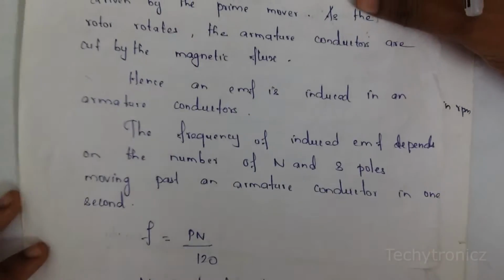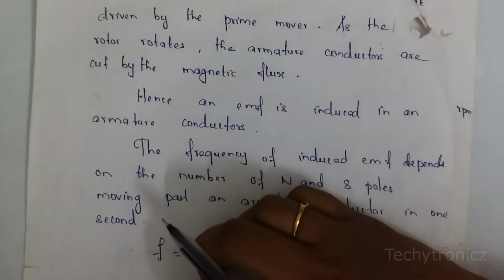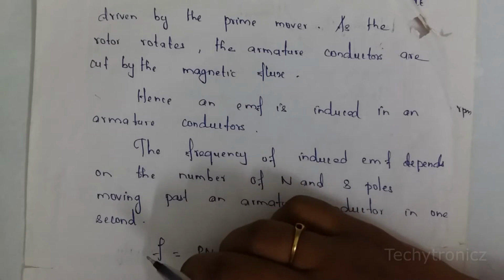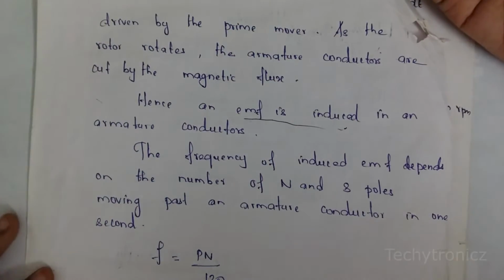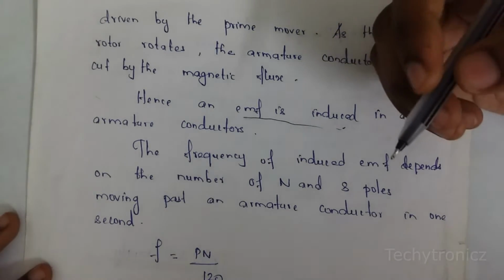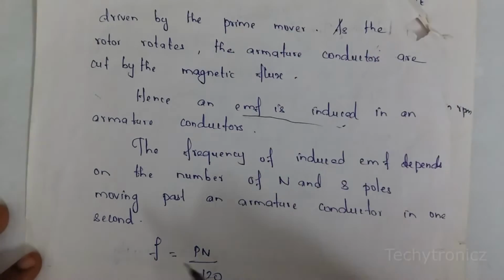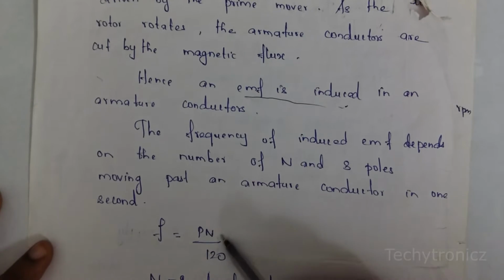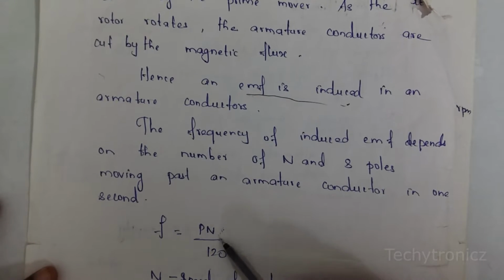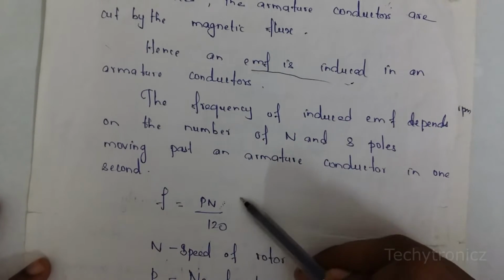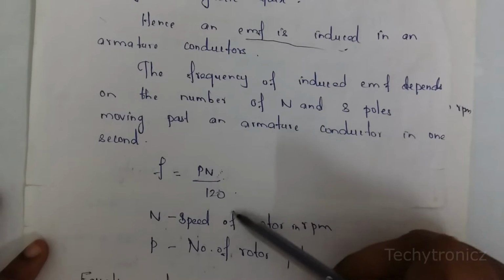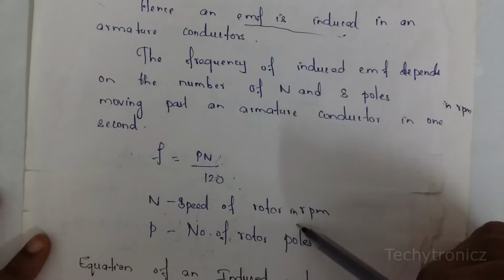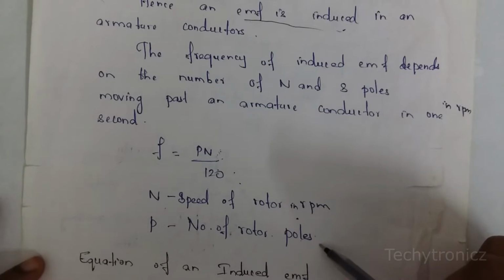So when the supply is given, the rotor rotates and the armature conductors are cut by the magnetic flux, so an EMF will be induced in the armature conductors. The frequency of this induced EMF depends on the number of poles and the speed of the rotor. Therefore f = Pn/120, where N is the speed of the rotor and P is the number of rotor poles.